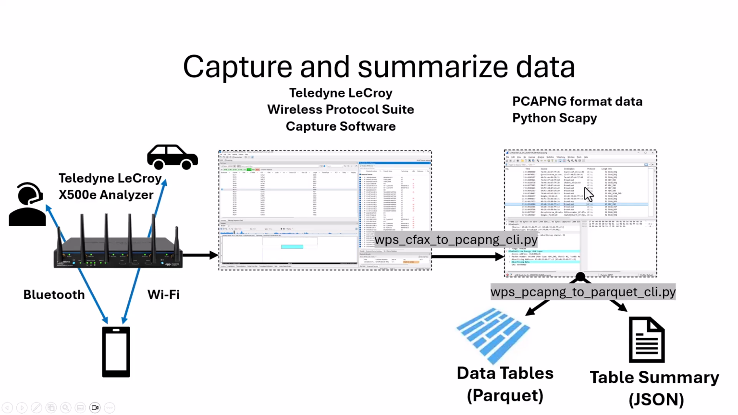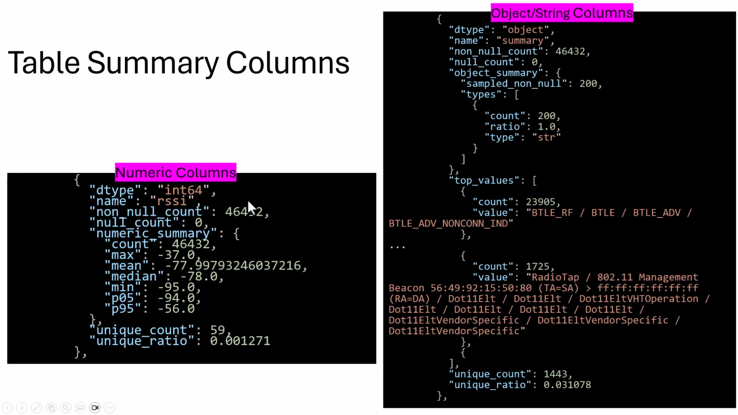And so Scapy will look at the Wi-Fi and Bluetooth data, and with the script, convert it to data tables in Parquet that can then be used for processing, and also create a table summary of what this data is, which is what is sent up to the large language model. Now, looking at what this summary is, it's in JSON format, and it's basically a summary of the columns of those data tables that the large language model can then use. So it has a description. This is an example of two of the columns of the data table.